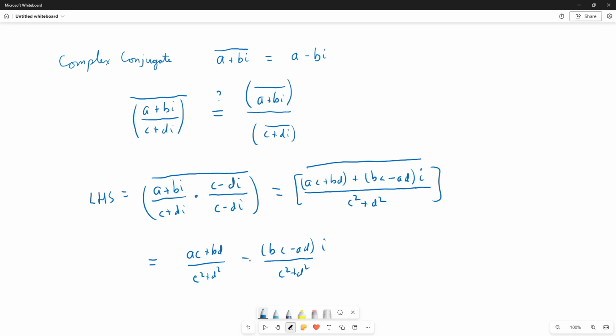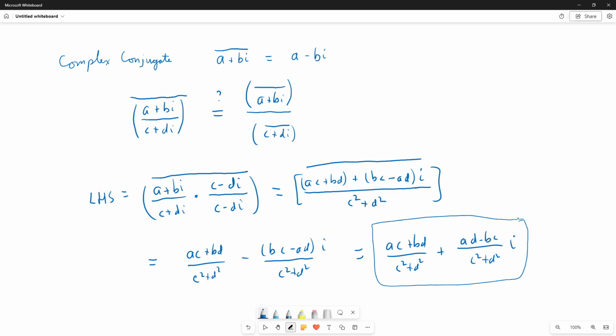And now I think we could say that this is the same as ac plus bd over c squared plus d squared, and then plus the double minus here, so bring the minus in and you'll get ad minus bc, ad minus bc over c squared plus d squared i. Okay, so this is our left-hand side.